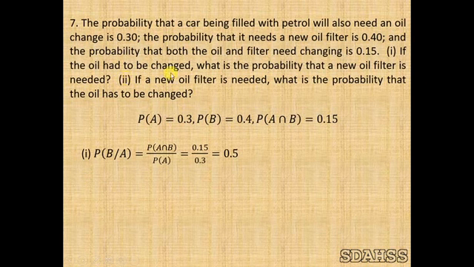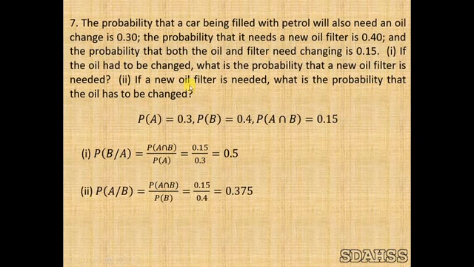Next we want to find, if the oil had to be changed. Here the condition is given. If the oil had to be changed, then what is the probability that the new oil filter is needed? So the condition is P of B by A. Its formula is P of A intersection B by P of A, which is equal to 0.15 divided by 0.3. On simplification you will get 0.5.